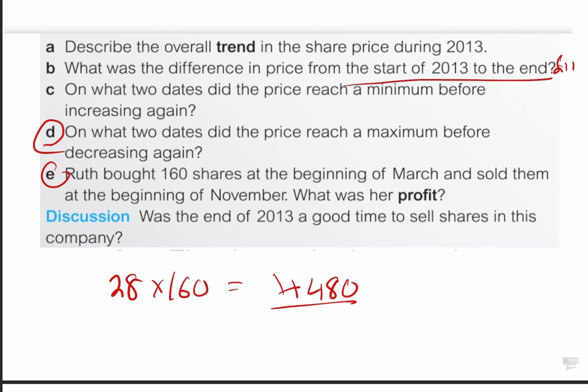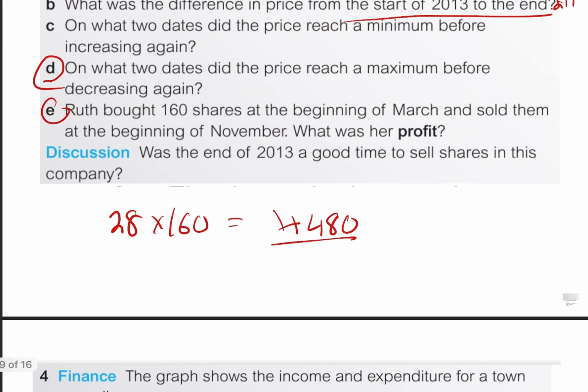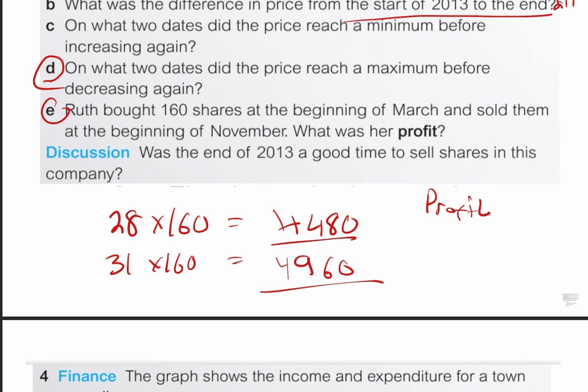And if you sold them at the beginning of November, what was the price at the beginning of November? Well, here we are. Beginning of November, I can see £31. So she sold them all for £31 each. 4,960. Take them away from each other. Her profit was, I might have to check it with a pencil, it seems a bit sketchy. Take them away from each other, and the profit was £480.